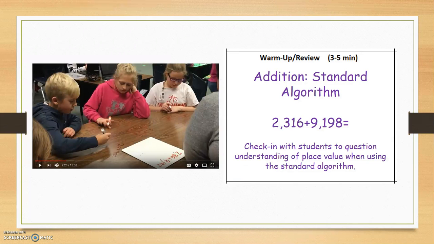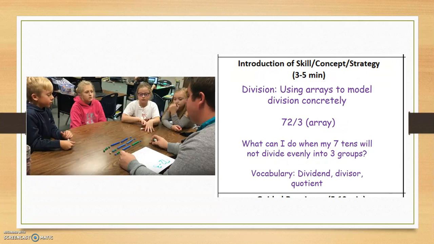Taking a closer look at his warm-up, he has noted that his warm-up was going to be about addition, focusing on that standard algorithm. So he gave the problem 2,316 plus 9,198. He gave himself a note to check in with students to question their understanding of place value when they are using the standard algorithm. So we talked about how that warm-up could sometimes be a focus on fluency. He's focusing really on whether they can use that standard algorithm, but he's also checking that there's an understanding with place value.